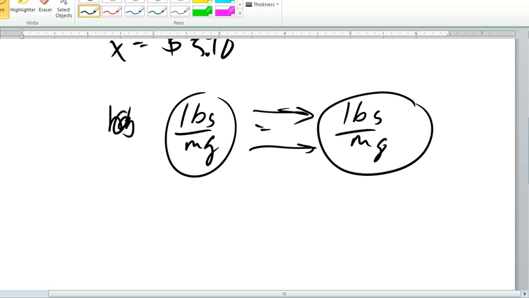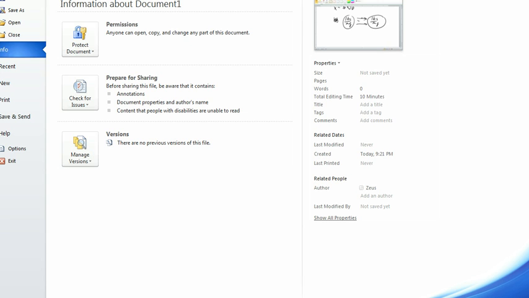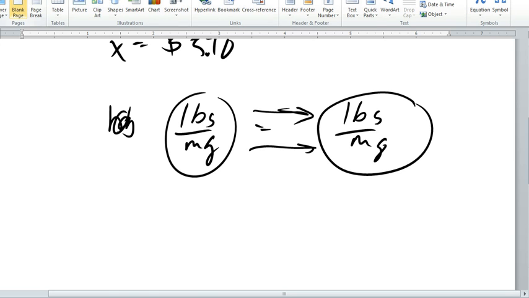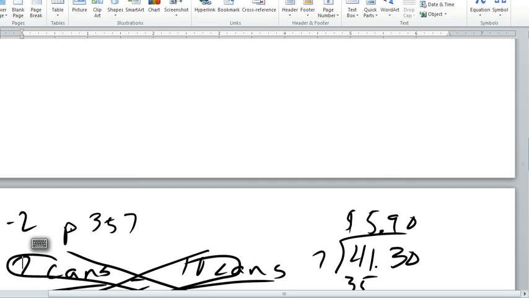One other thing they talk about here at the end of the chapter, they just seem to throw it in here a little bit. Oops, I don't want to save that. I'm going to go back here. I just want a new page. There we go. All right.